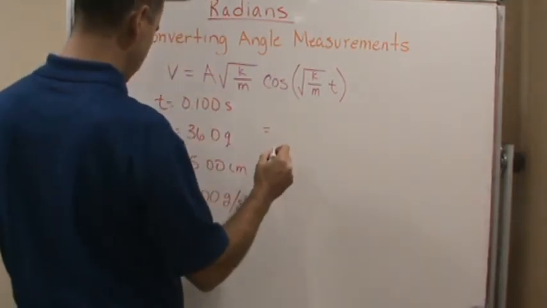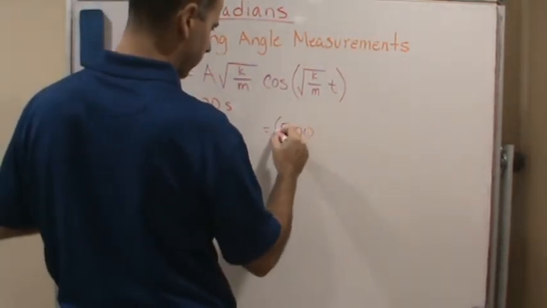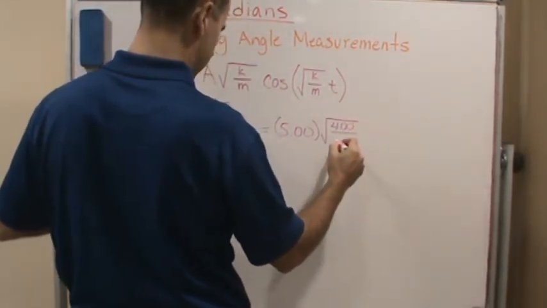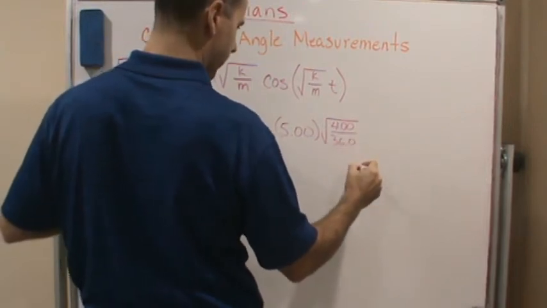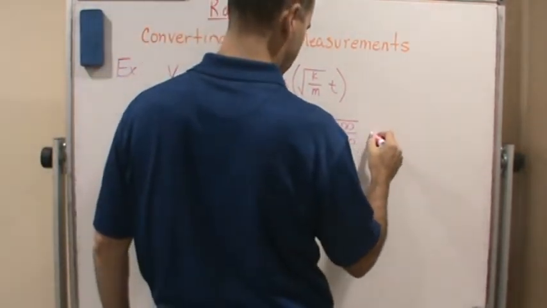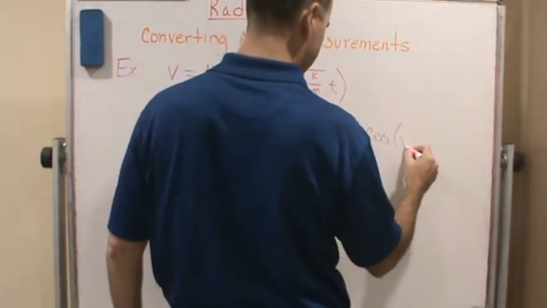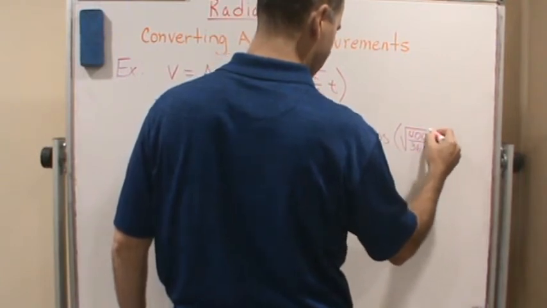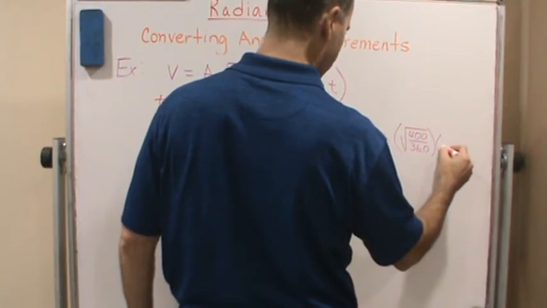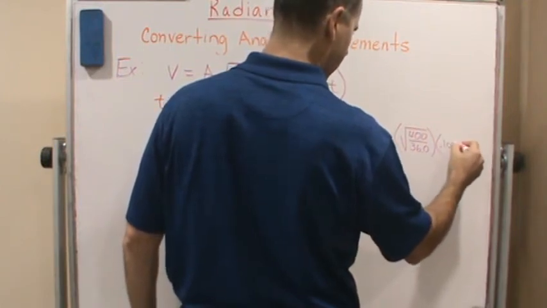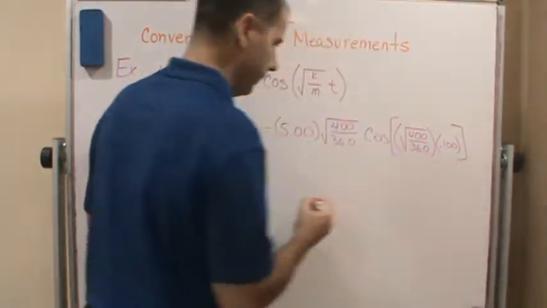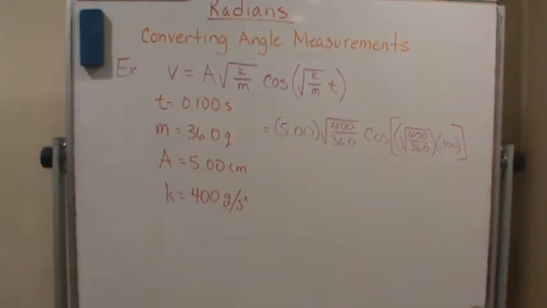So let's do it. Basically this is just going to become a plug and chug. This is going to equal 5.00 times the square root of 400 divided by 36.0, times the cosine of the same thing, the square root of 400 over 36.0, times 0.100. Now all we have to do is put this in our calculator.